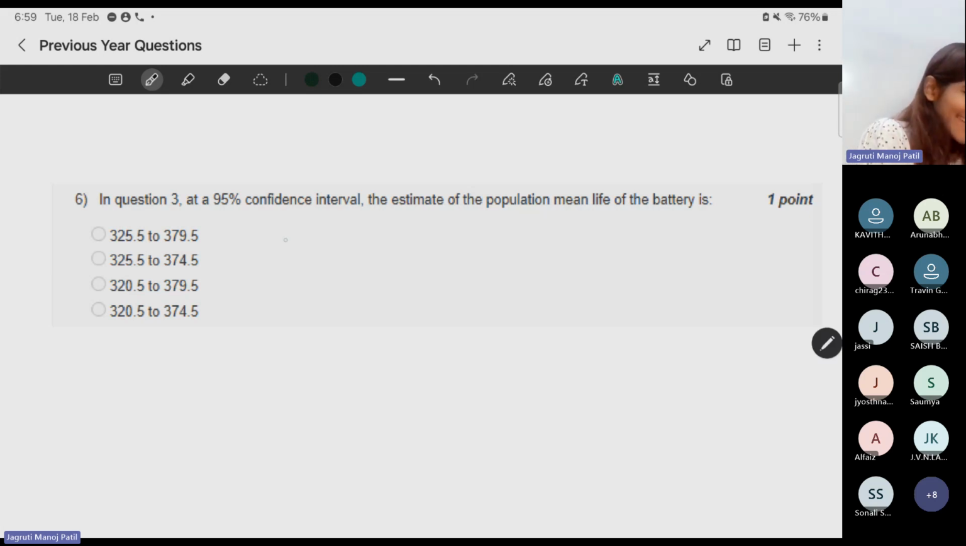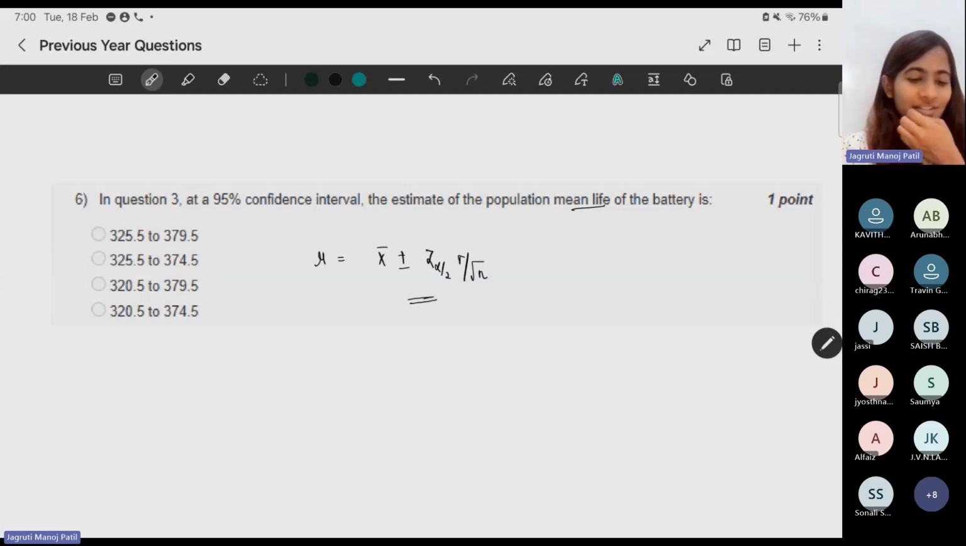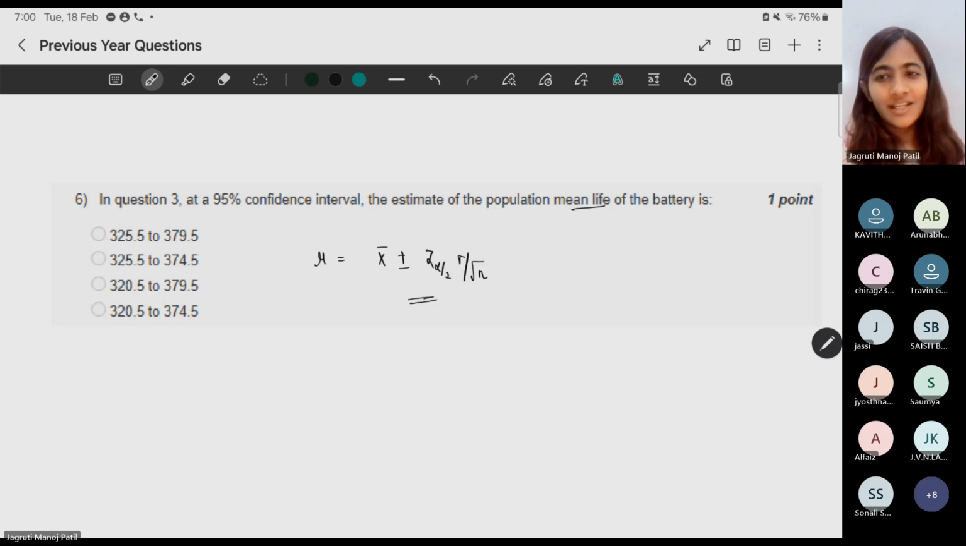So for the population mean, how do you compute your proportion values? This can be plus or minus, within the z and sigma by root n. So this is how your confidence interval values would be in between, and you just need to compute the values there. Okay.